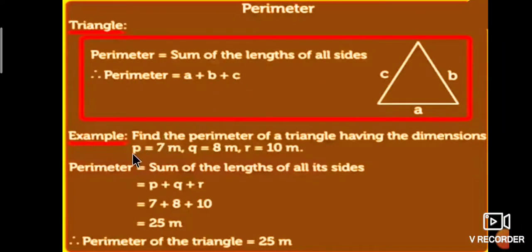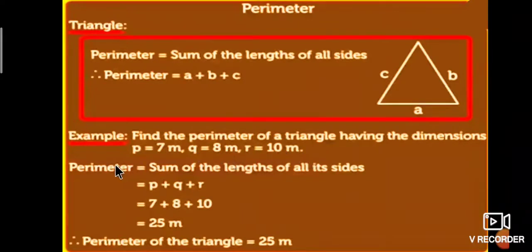For example, find the perimeter of a triangle having the dimensions P is equal to 7 meter, Q is equal to 8 meter, R is equal to 10 meter. P is the length of one side, 7 meter, Q is the other side, 8 meter, and R is the third side, 10 meter.